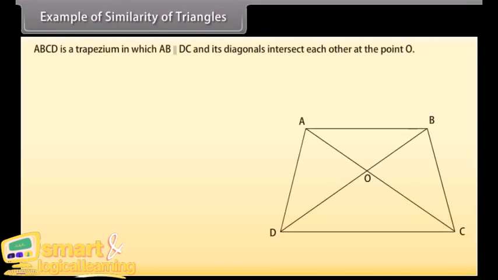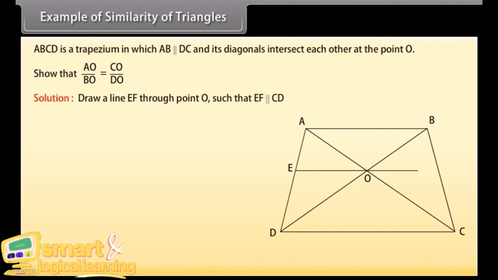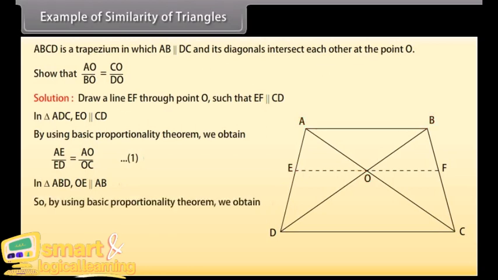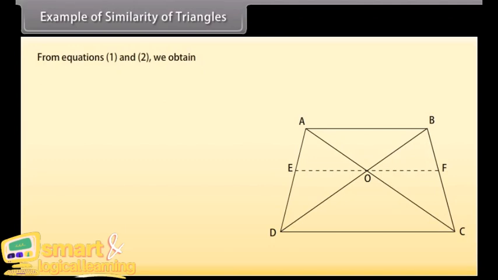ABCD is a trapezium in which AB is parallel to DC and its diagonals intersect each other at the point O. Show that AO upon BO equals CO upon DO. Draw a line EF through point O such that EF is parallel to CD. In triangle ADC, EO is parallel to CD. By using the basic proportionality theorem, we obtain AE upon ED equals AO upon OC. Mark it as 1. In triangle ABD, OE is parallel to AB. So, by using the basic proportionality theorem, we obtain ED upon AE equals OD upon BO, which implies AE upon ED equals BO upon OD. Mark it as 2. From equations 1 and 2, we obtain AO upon OC equals BO upon OD, which implies AO upon BO equals OC upon OD.